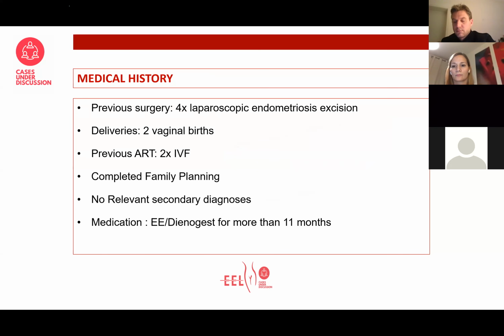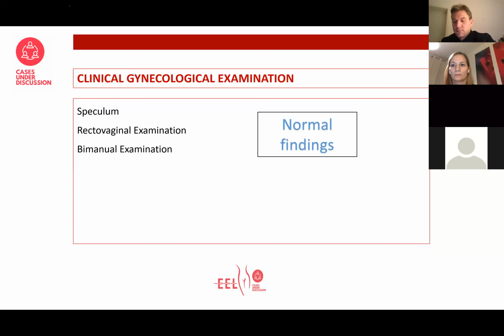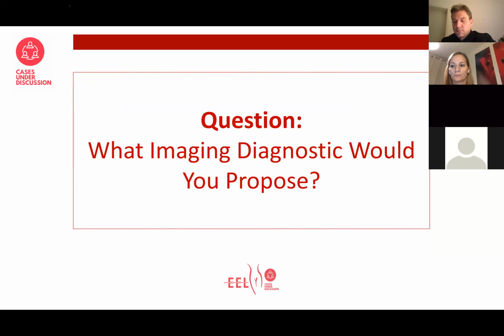She started with a combined oral contraceptive with Dienogest for more than 11 months, which she didn't tolerate very well, having spotting and also more than 5 to 6 days per month with abdominal pain. The clinical gynecological examinations, the speculum, rectovaginal examination and bimanual examination showed normal findings. And the first question for our speakers would be, what imaging diagnostic would you propose in this case?